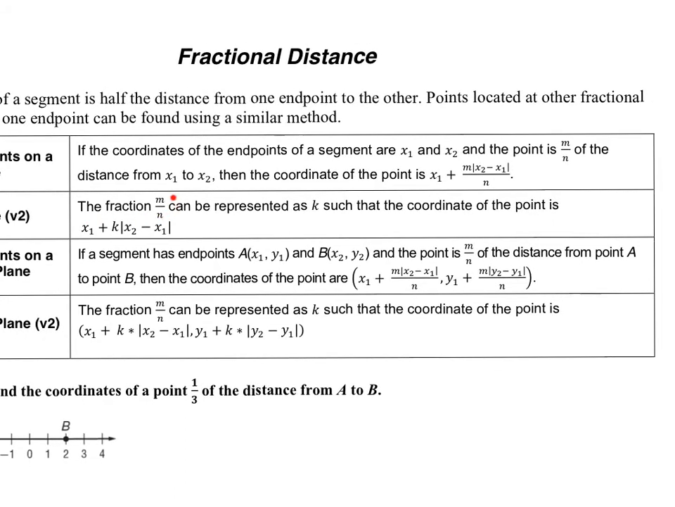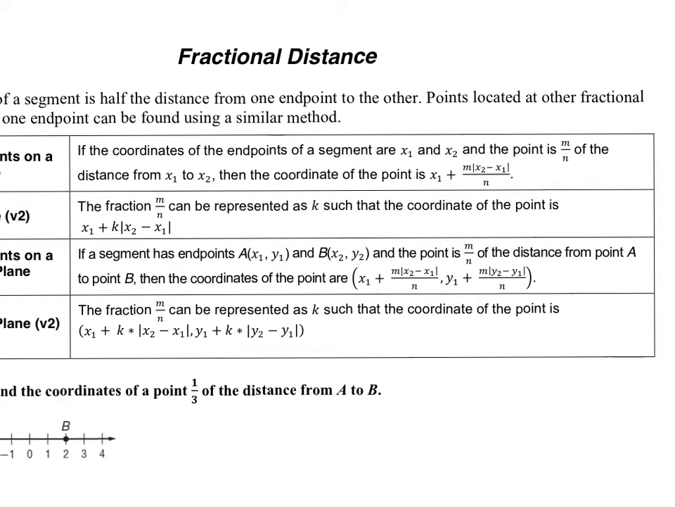The fraction m over n can be represented as k, such that the coordinate of the point is the initial point, x1, plus whatever the fractional value is, multiplied by the distance between the 2 points. Whereas in a coordinate plane, we have the same sort of general idea, except now we're looking at distance with regard to the x values and the y values.